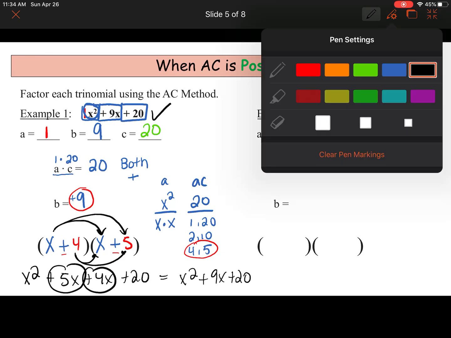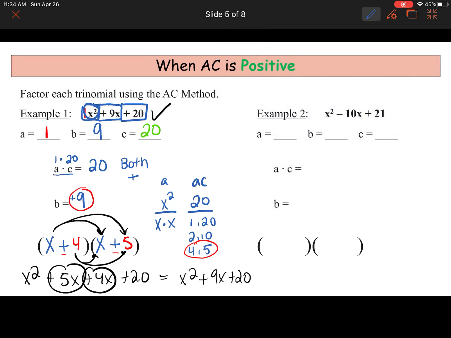Okay, example 2. Again, we take our coefficients from a, b, and c. My a is 1. My b is negative 10. My c is 21. Okay, I'm going to multiply a times c. My a is 1 times my c is 21. Well, 1 times 21 gives me 21.